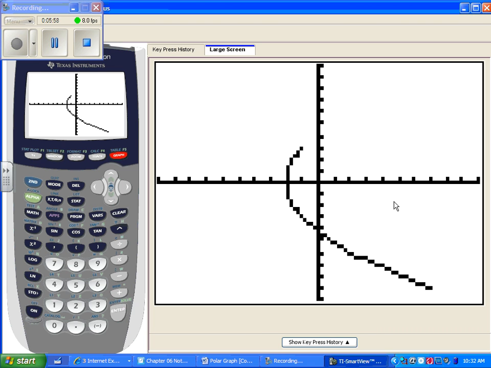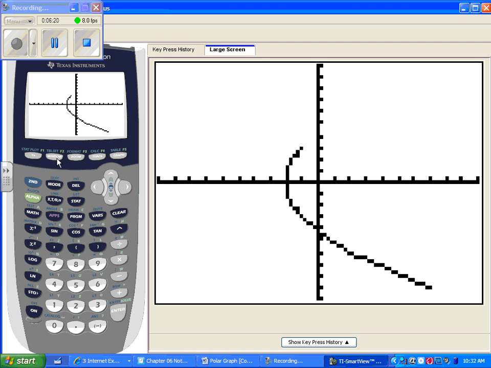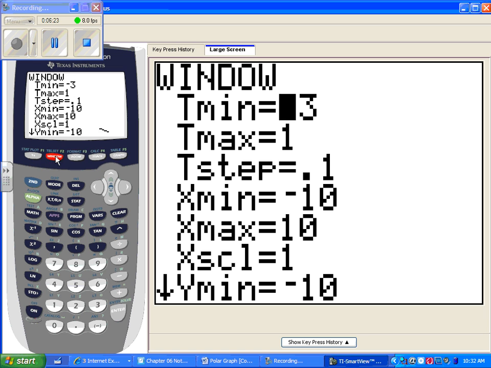and that's what your graph will look like. This is the graph that you get when you have your t interval of negative 3 to 1. Those are the x, y coordinate points you'll get back. Now, when you change that to negative 2 to 3, let's see what happens. Go back and change it from negative 2 to 3. You should get a little different looking graph.